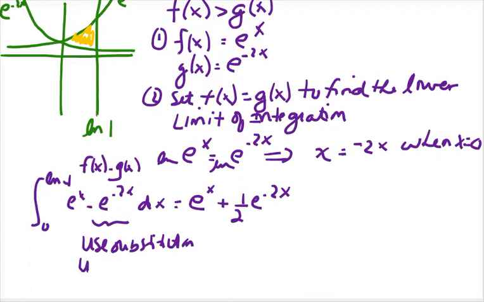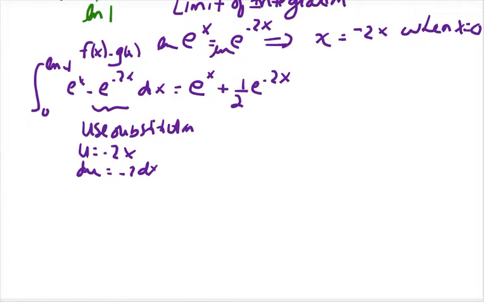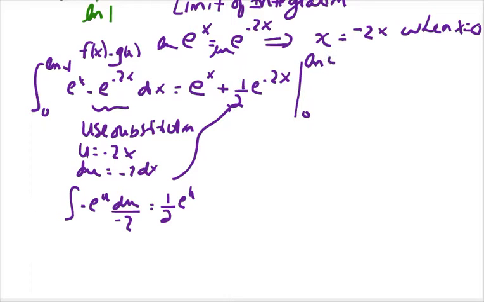Let u equal negative 2x, right, which would be du is equal to negative 2 dx. Substituting in, sorry about that, my scroll's not working too well. Substituting in, you get negative e to the u, du over negative 2, so that's just equal to 1/2 e to the u. Okay, so substituting that back in, u equaling negative 2x, you get this antiderivative, and you need to evaluate that between 0 and ln of 4.